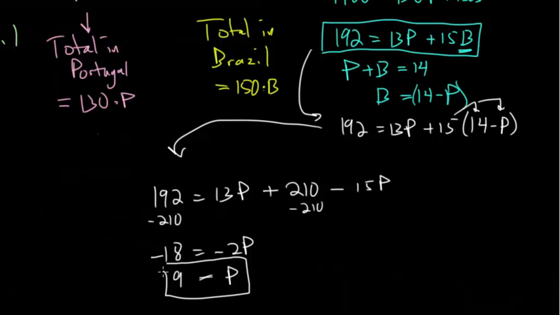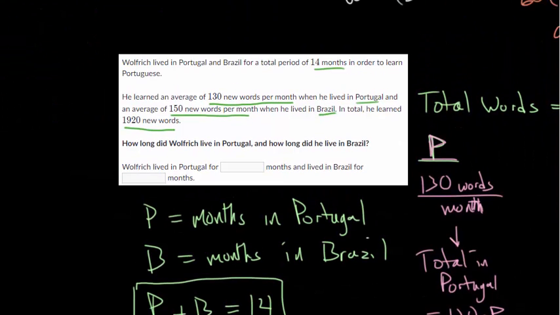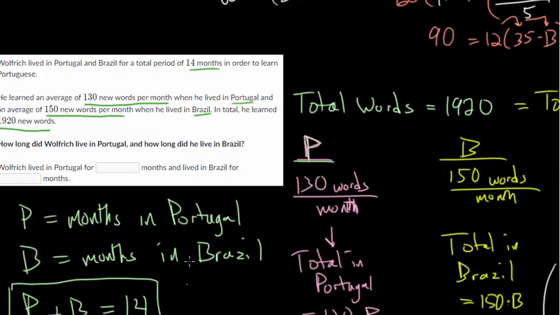So it looks like 9 months are spent in Portugal, and if we use this equation here, the months in Brazil would be 14 minus 9, which is 5. That means B is 5. But let's make sense of this with the other information. So let's put this in the box up here. So actually I need to scroll back over. We need all of that. So we found out in Portugal that that's 9 months, and in Brazil for 5 months.